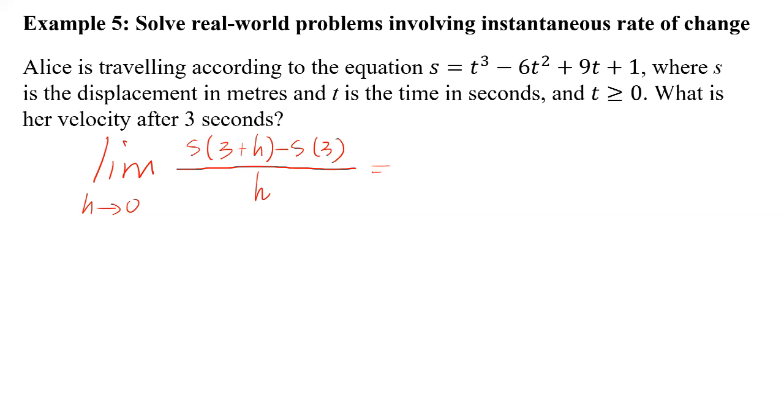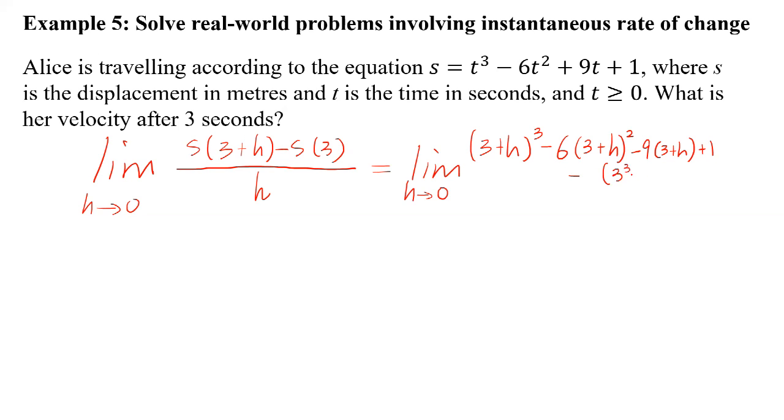So we can use this limit, which is the limit as h approaches 0 of (3 plus h) cubed minus 6 times (3 plus h) squared plus 9 times (3 plus h) plus 1, minus (3 cubed minus 6 times 3 squared plus 9 times 3 plus 1), right? This is all numerator divided by h, as h approaches 0.